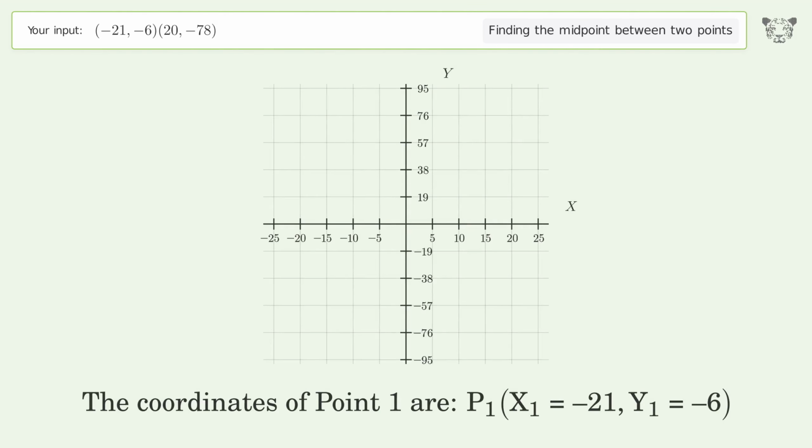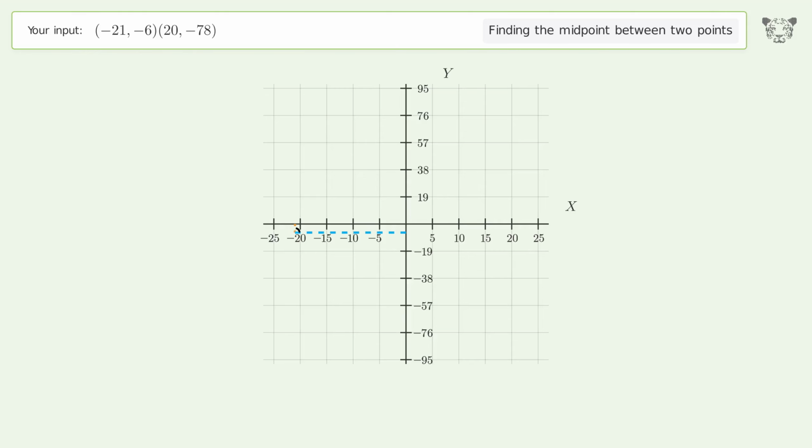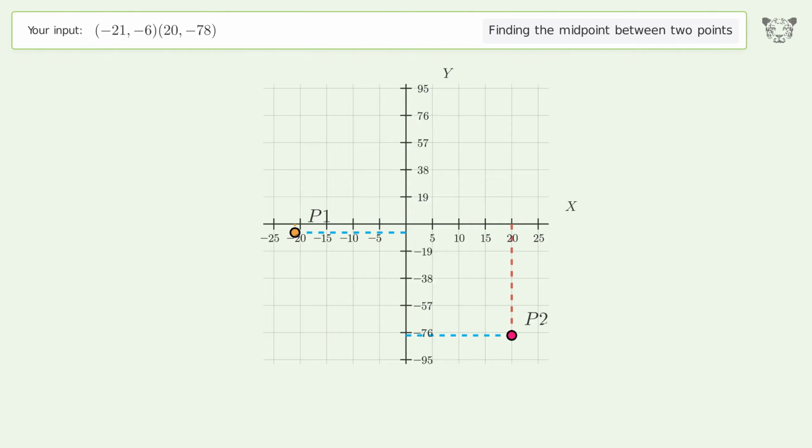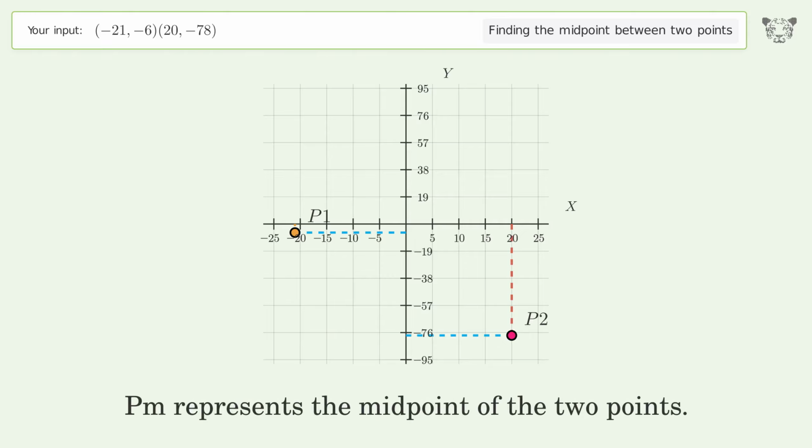The coordinates of point 1 are, x1 equals negative 21, y1 equals negative 6. The coordinates of point 2 are, x2 equals 20, y2 equals negative 78. PM represents the midpoint of the 2 points.